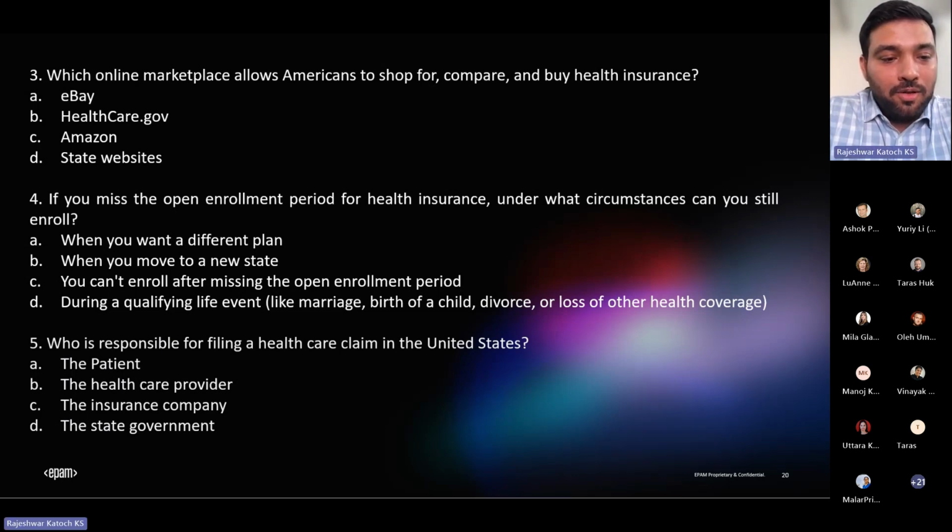Coming on to the last question: who is responsible for filing a healthcare claim? This is one of the easiest questions since I've been talking about this lately. A, patient. B, healthcare provider. C, insurance company. D, state government.